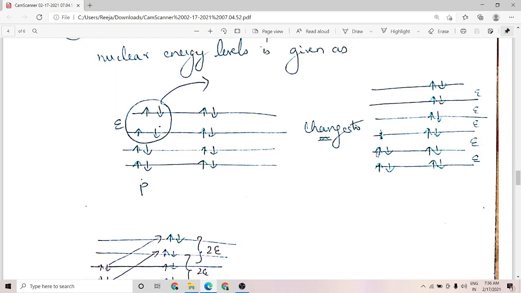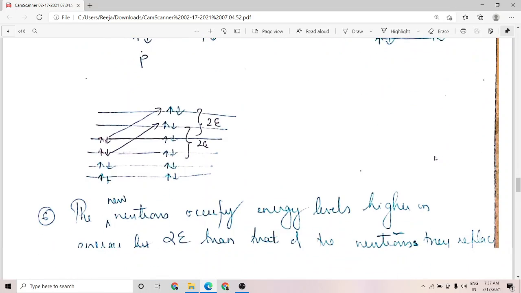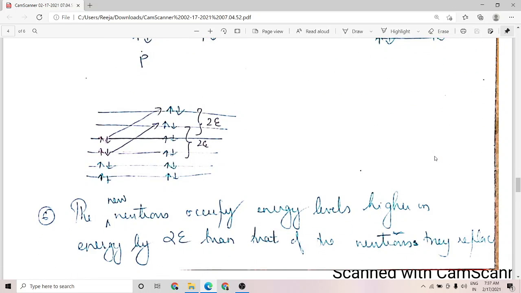So what has happened, you see? Now there are 4 protons and 1, 2, 3, 4, 5, 6, 7, 8, 9, 10, 11, 12 neutrons. This is our necessary condition. This was what I imagined, that my nucleus should have 4 protons and 12 neutrons. Now what has happened to the energy here?